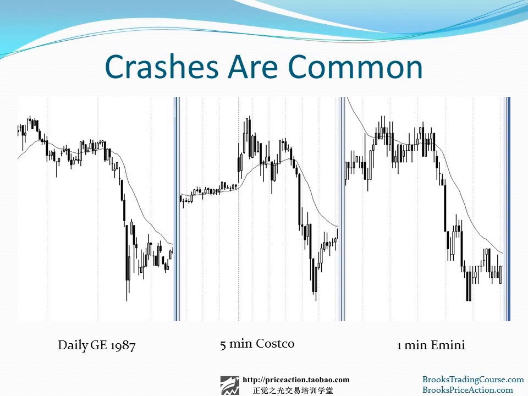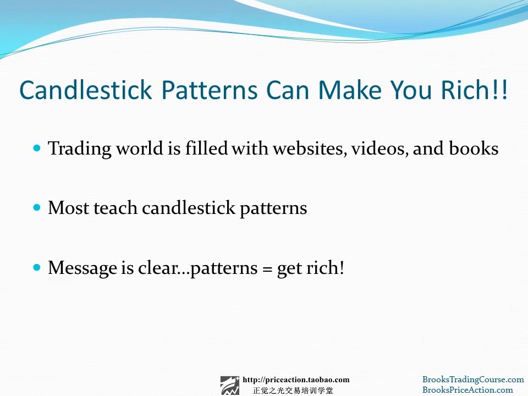Crashes are common. 1987, most of us were around in 1987, and this is a daily bar chart of General Electric during the crash of 1987. Big bear spike and then a triangle. It looks pretty much the same as this 5 minute chart of Costco. A big bear spike and then some kind of a pullback. And the same as a 1 minute chart of the E-mini. And you see this every day. The E-mini crashes every day on small enough time frames. So there's nothing special about a crash. In terms of price action, it's the same on all time frames.